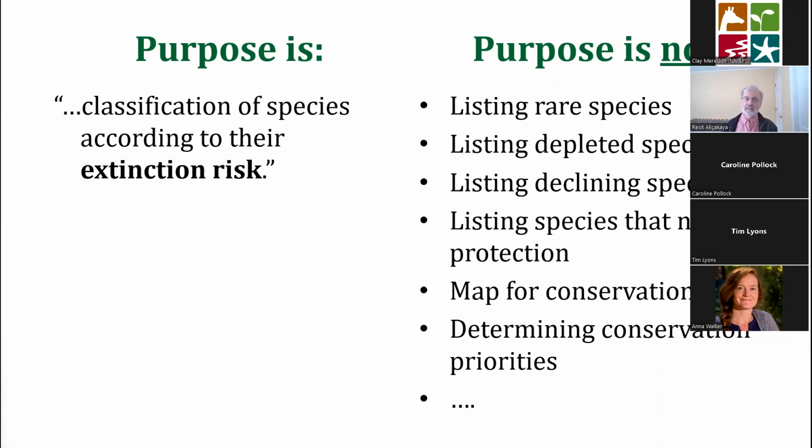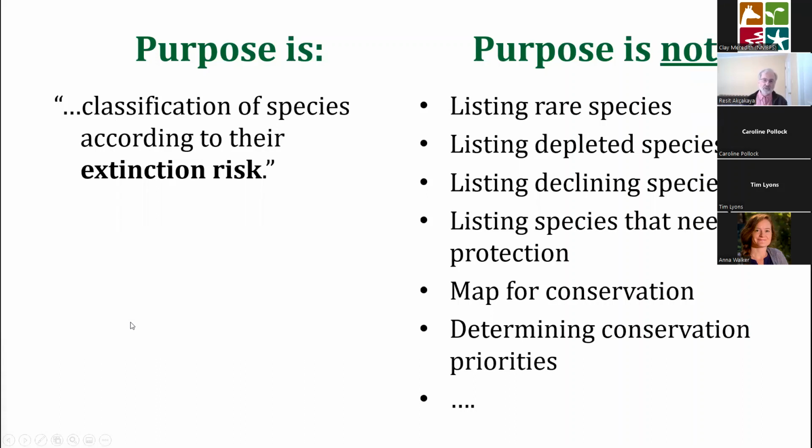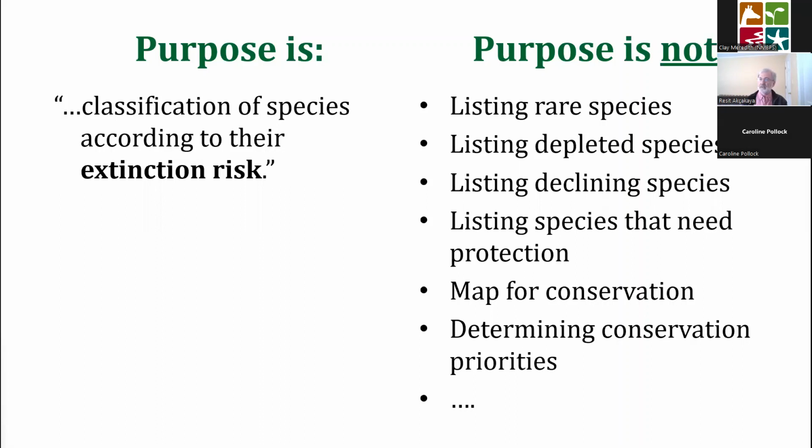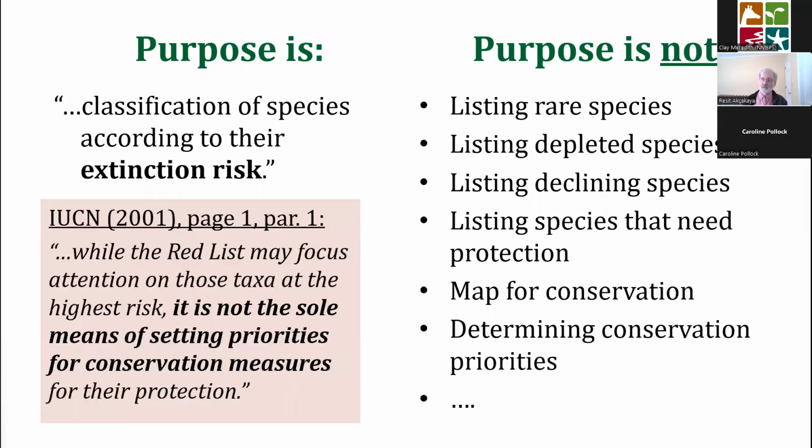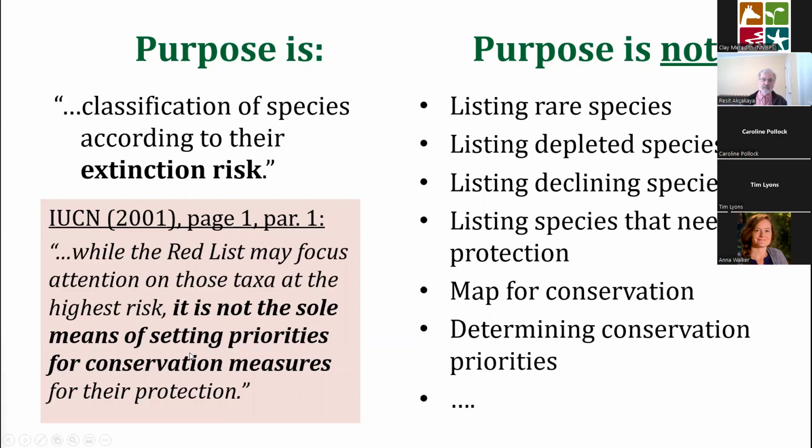And specifically, the purpose of the Red List is not to list rare species or depleted species or declining species or species that need protection. It's not for mapping to be used for conservation, and it's not for determining conservation priorities. Now, of course, we do use Red List results to determine conservation priorities, but as the Red List criteria say on the first page, while the Red List focuses attention on the taxa that are at the highest risk of extinction, it's not the sole means of setting priorities. And that's important to remember because a number of misunderstandings about the Red List, I think, result from not paying as much attention to the underlying purpose.